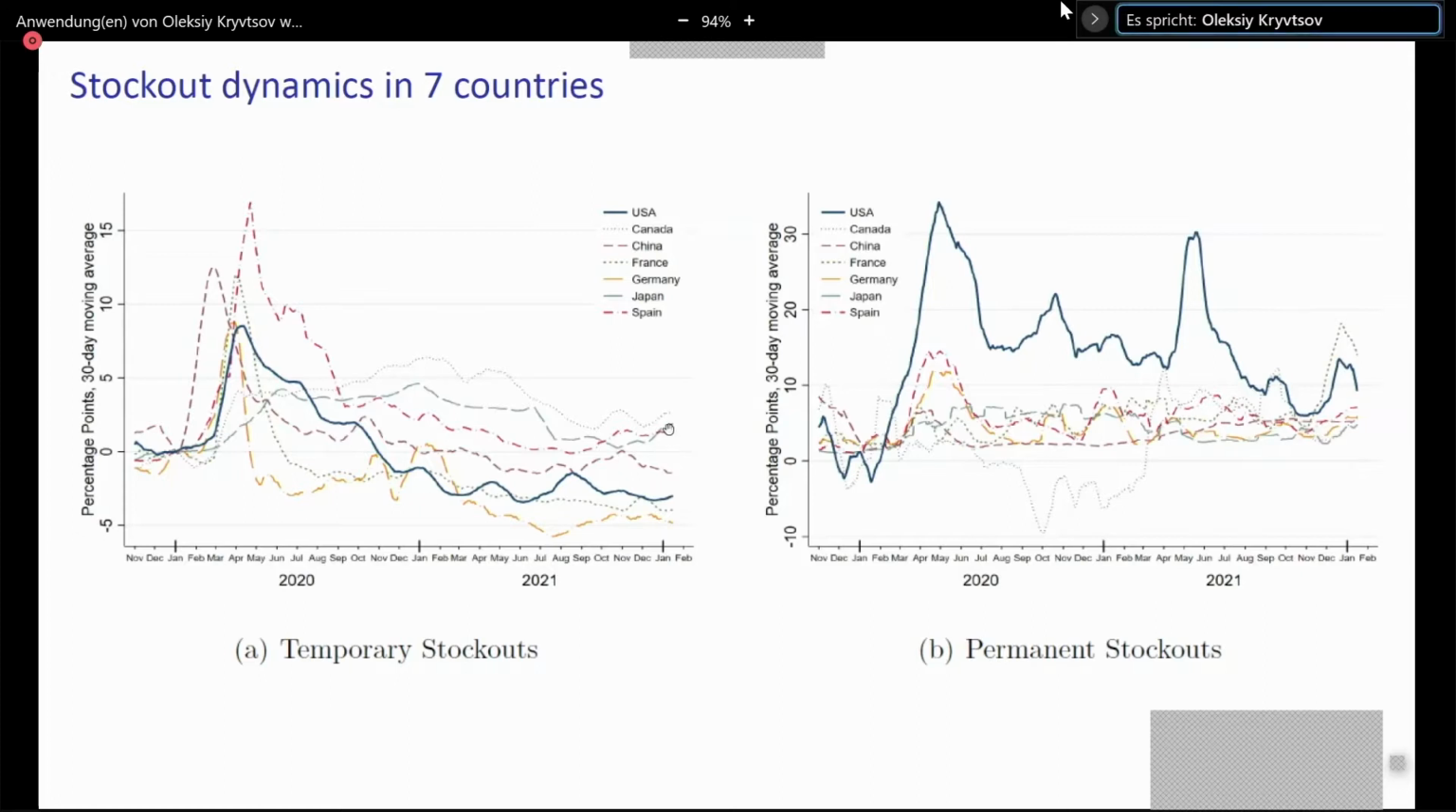Just to show you what happens across the 7 countries that are in our sample, the general tendencies are, as I already showed you, even though there's quite a bit of variation across these 7 countries. You can see on the left for temporary stockouts, China, for example, started earlier, but altogether the tendency has been down. For permanent stockouts, you can see that for quite a few countries, notably the US, permanent stockouts have been high, and that has to do, for the US case, with the fact that in the US there are many more varieties available for consumers than, say, in Europe.